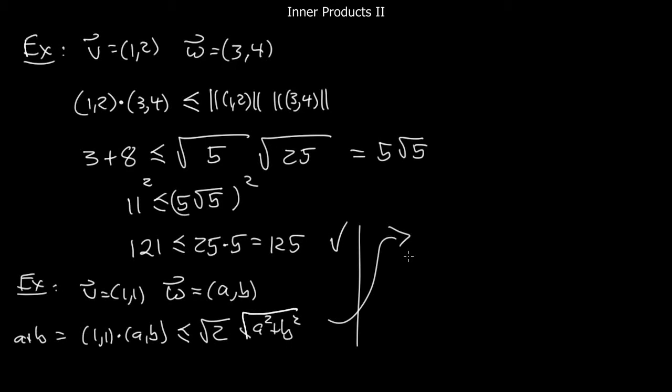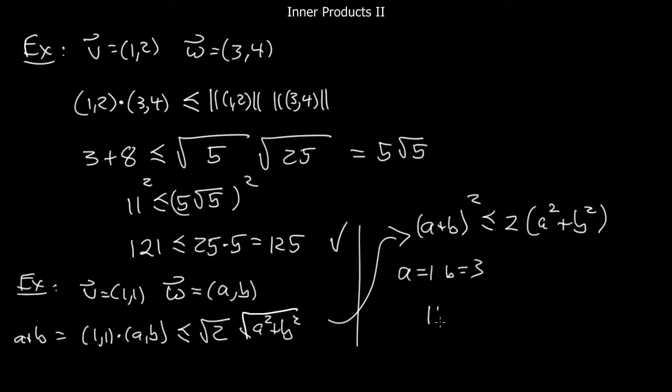So let's square both sides again. I'm saying that (a plus b) squared is less than or equal to 2 times (a squared plus b squared). Well, it's true. I'll let you stare at that for a minute and convince yourself. You could do some algebraic manipulation and see that that's true, but it follows from the Cauchy-Schwarz inequality. Let's just plug in some numbers. a equal to 1 and b equal to 3, for example, gives the claim that 16 is less than or equal to 2 times (1 plus 9). Well, that's true. 16 is indeed less than or equal to 20.